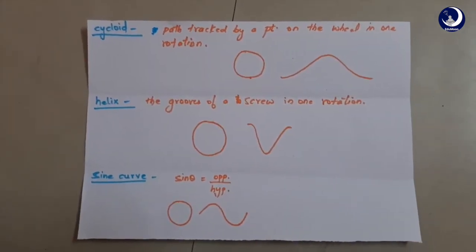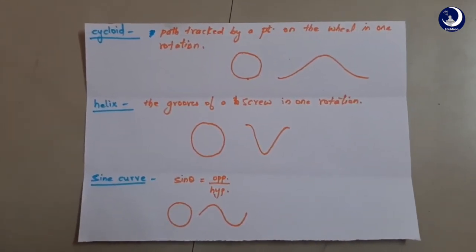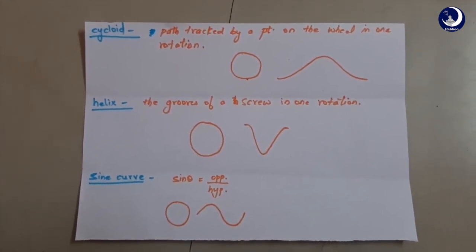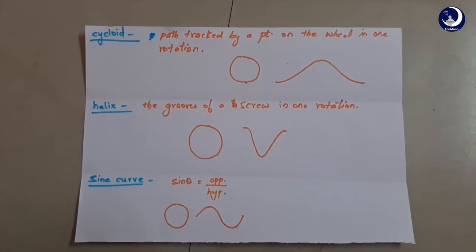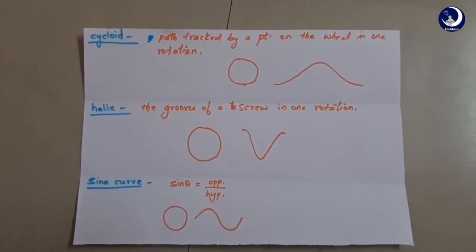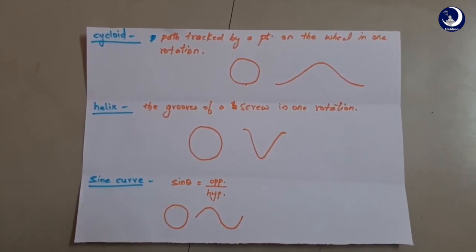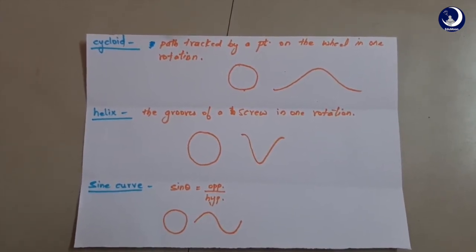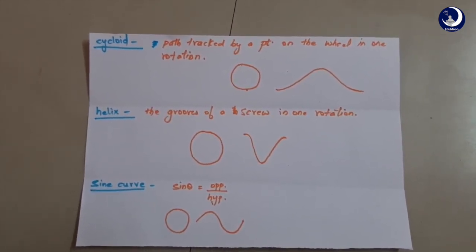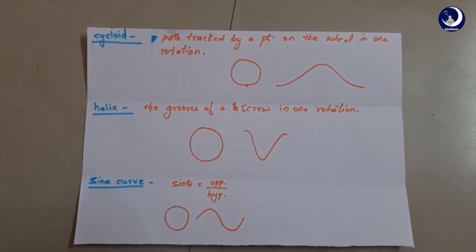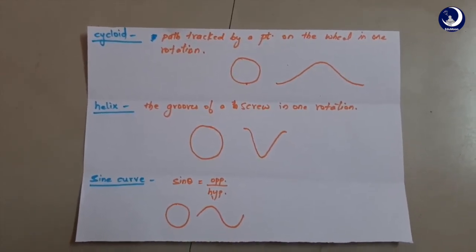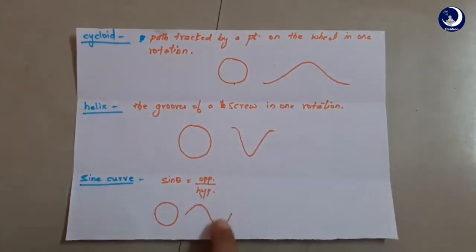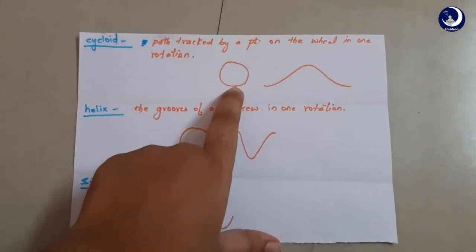Next we have a cycloid. To understand a cycloid, let us imagine a wheel and consider any point on that wheel. Now imagine the wheel has completed one full rotation. We are going to draw the path that the point has covered. So that is a cycloid. That is the path tracked by a point on a wheel in one rotation. I have drawn the rough diagrams here. So this is a very rough sketch.